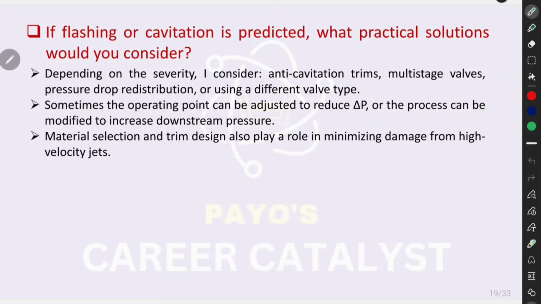Sometimes the operating point can be adjusted to reduce delta P, or the process can be modified to increase downstream pressure. Material selection and trim design also play a role in minimizing damage from high velocity jets.